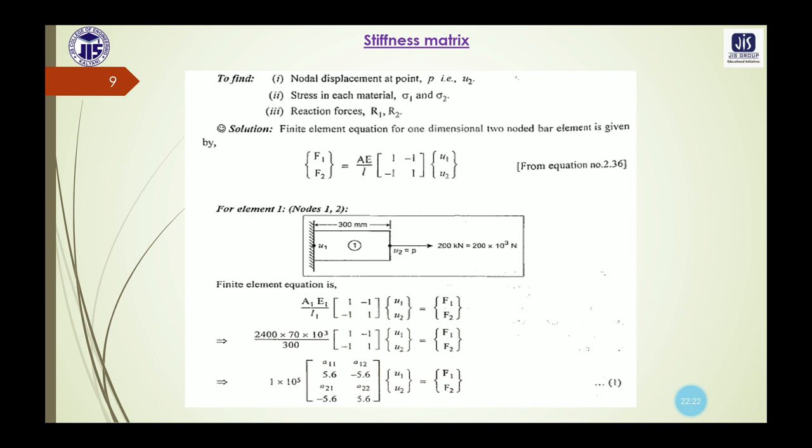Now if we use the finite element equation for this element 1, we can write A1 E1 by L1 multiplied by the symmetric matrix, which is again multiplied by the column matrix U1 and U2. This equals the column matrix of the force, that is F1 F2. Now if we put the values of the cross section area, the Young's modulus and the length, then we get equation number 1 after the matrix multiplication.